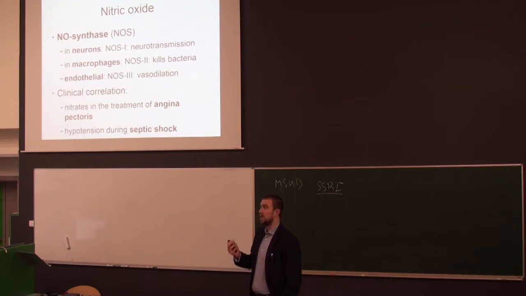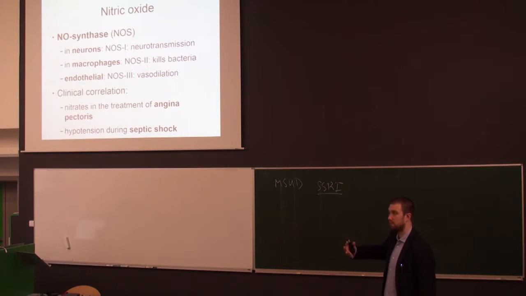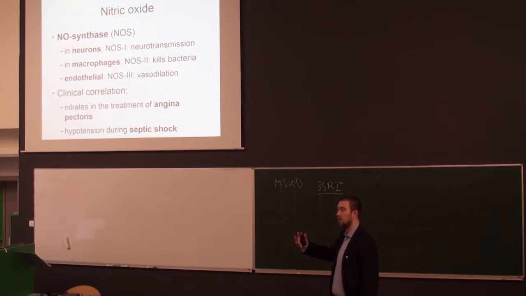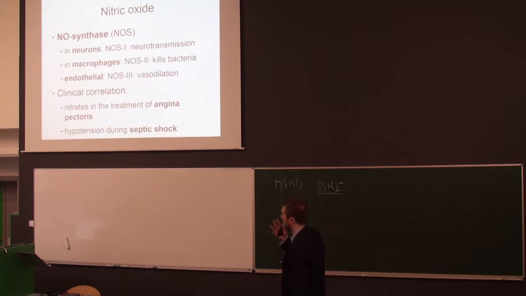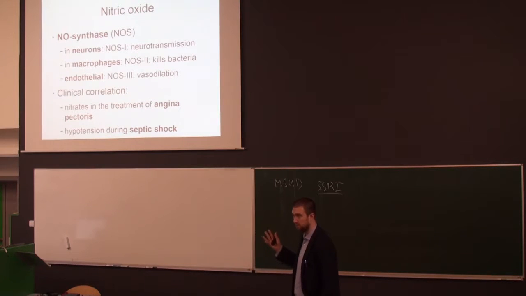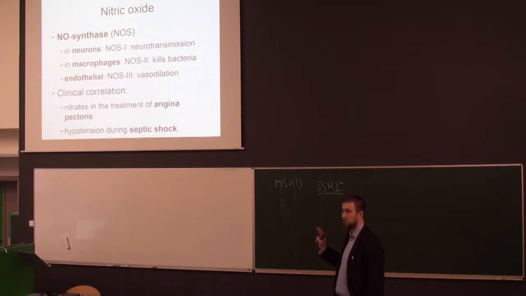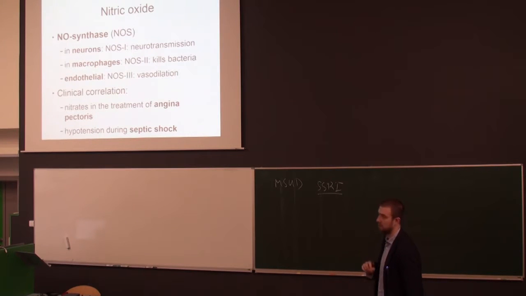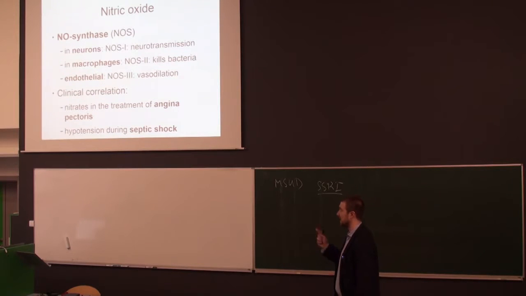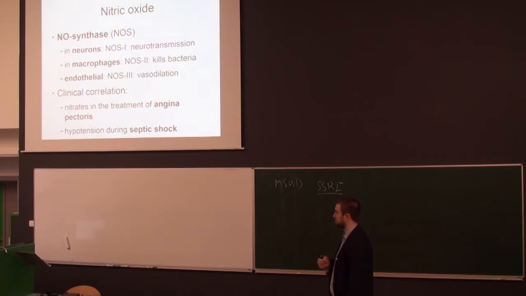Second is, since it's a radical, it can be used to destroy organisms that are foreign to your body. And nitric oxide is a representative of reactive nitrogen species that are, together with reactive oxygen species, produced in your professional phagocytes, for example macrophages, to destroy the bacteria. So nitric oxide is produced here to destroy the pathogens.